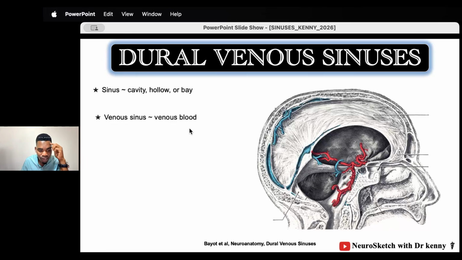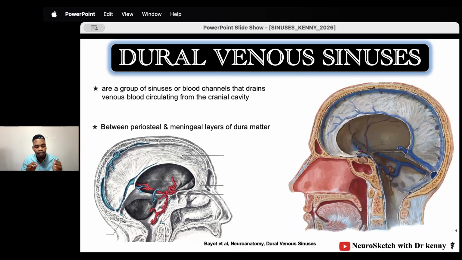Now, what could be the dural venous sinus? The dural venous sinus simply means that we have a cavity within the dura mater which is holding the venous blood, and that's your dural venous sinuses. If we define the dural venous sinuses, we're going to say these are the group of sinuses that are carrying the deoxygenated blood, or the venous blood, from the cranial cavity back to the cardiovascular system by way of the internal jugular vein.